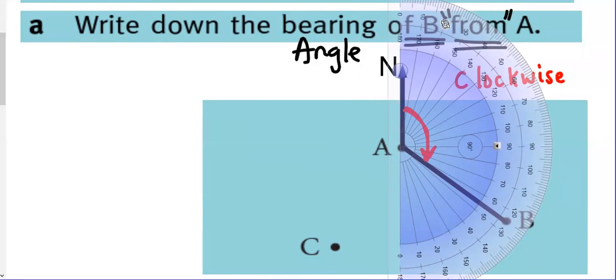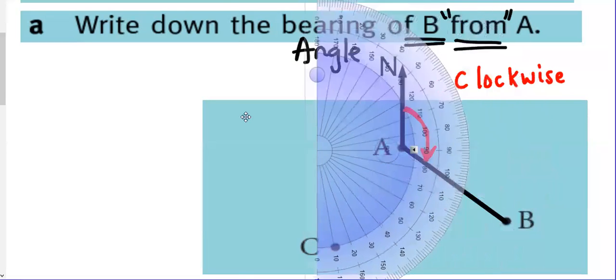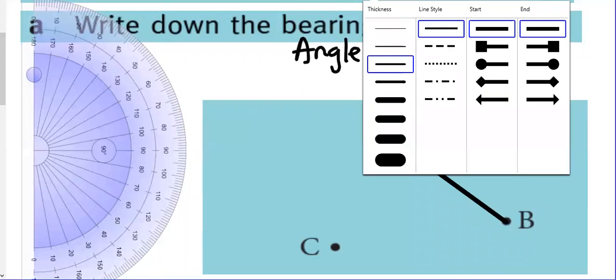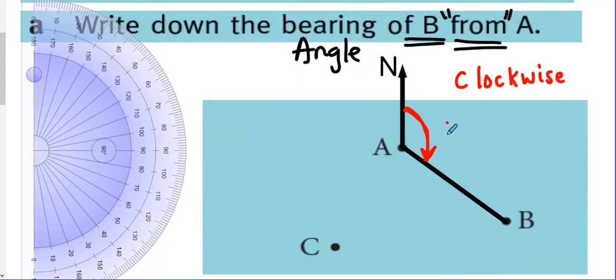So this is 0, 10, 20, 30, 40, 50, 60, 70, 80, 90, 100, 110, 120, but still we have a bit more, and this will be somewhere around 125. So can you see that? That angle is 125. Okay, so you take out your protractor and then go ahead writing here that this angle is 125 degrees.